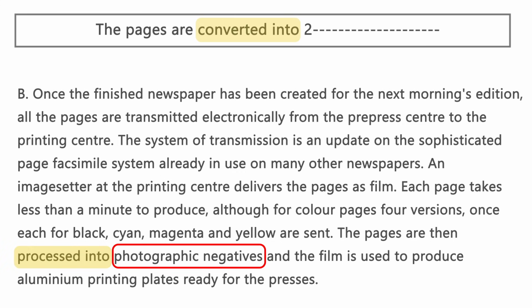And the film is used to produce aluminum printing plates ready for the presses. Okay, so it is processed into photographic negatives. And as you can see here, the sentence is almost the same, except for the word process. For example, in the question, the pages are converted into, and in the text, the pages are then processed into. So you can see that the structure of the sentence is the same. And it's pretty easy for us to find the correct answer, photographic negatives.